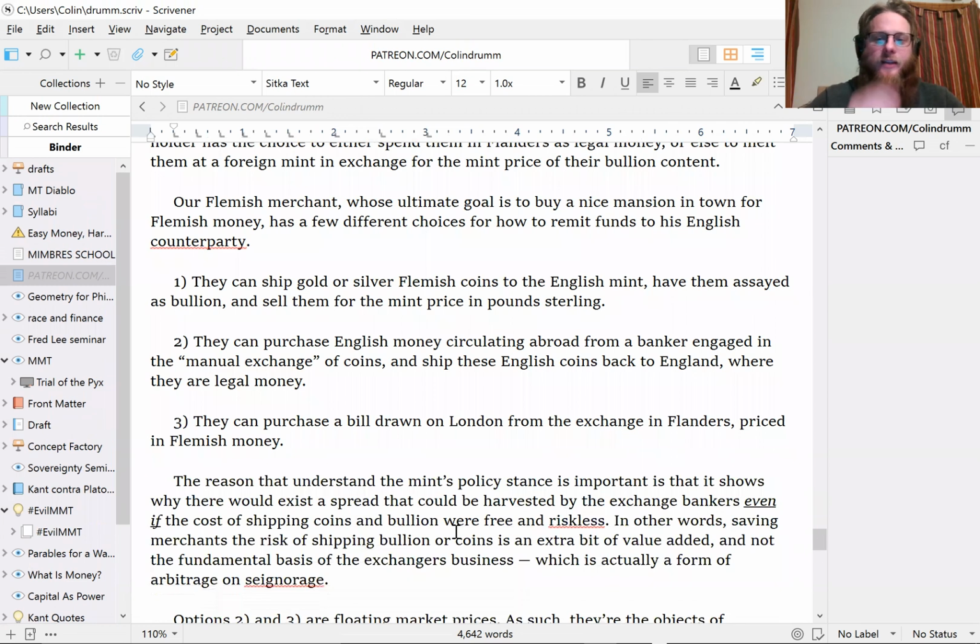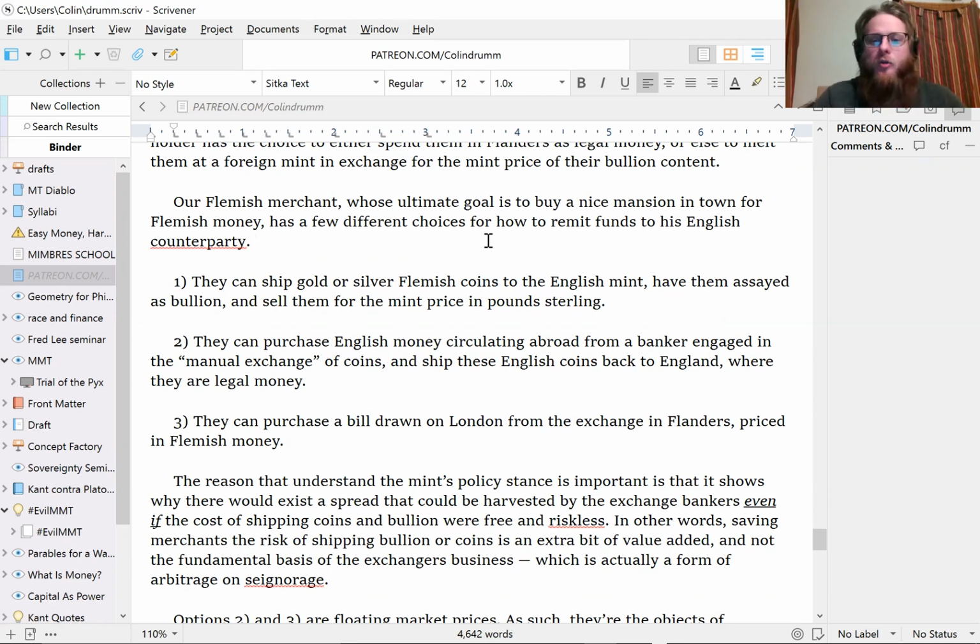We need to understand that there are two mints and they're opposing each other, and that's really where the spread is created. So again, I'm a Flemish merchant. I want to accumulate money so that I can buy a cool pad in town. I need Flemish money to do that, but I owe English money to my counterparty who's selling me the wool that I need in order to get rich. So how am I going to pay him?